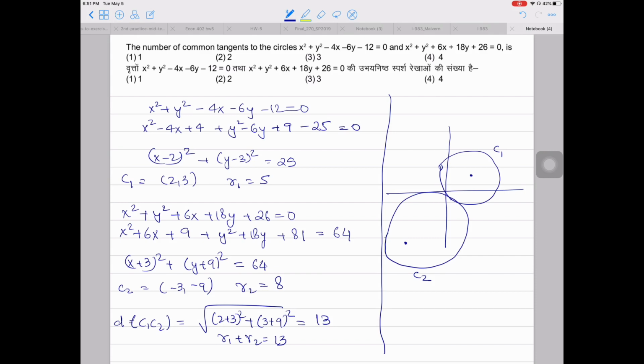So we know that these two touch externally. This is the distance 5, and this is distance 8. So if they touch externally, we know that they'll have three common tangents. One of them would look something like this, the other one would look something like this, and the third would look something like this. So it would have three common tangents. So the answer for this one is 3.